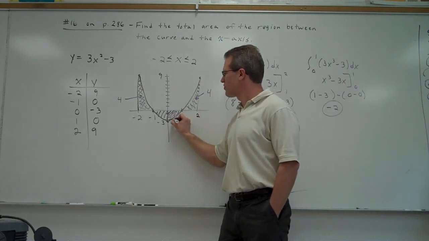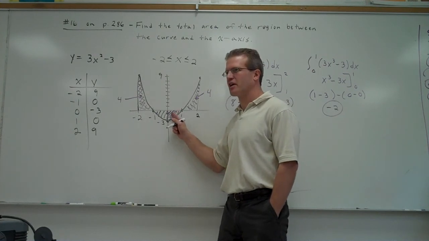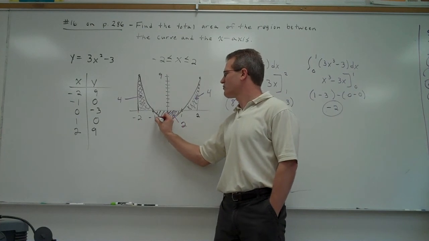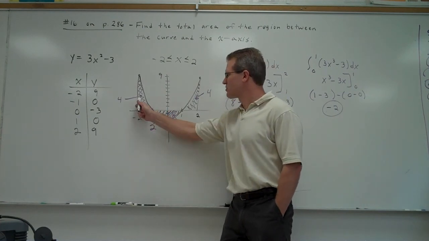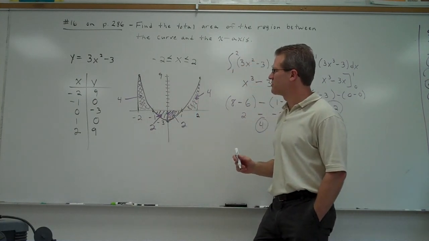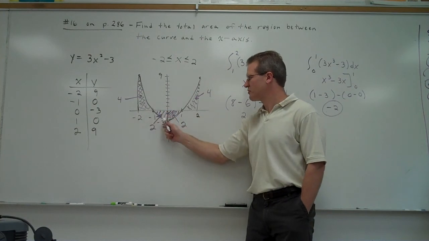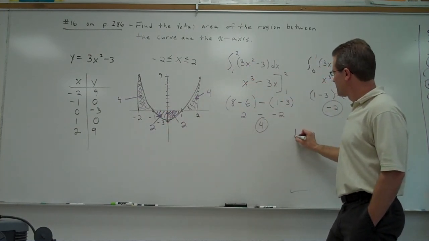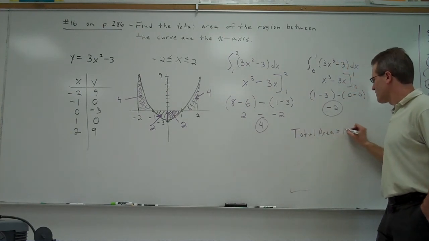But I'm looking for the total area. When they ask for area, they want a positive answer. So the area is actually what? 2. So that's 2. The area from negative 1 to 0 would also be 2 then because of the symmetry. So what's going to be the total area between the equation and the x-axis? Well, right. 4 plus 2 plus 2 plus 4. So the total answer here, the total area, is going to be 12 square units.